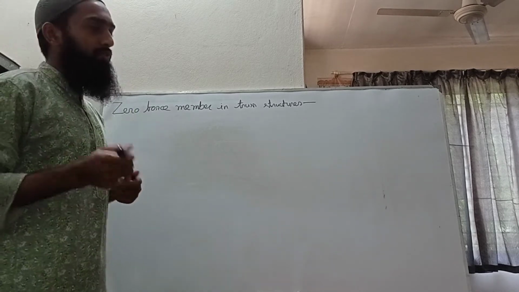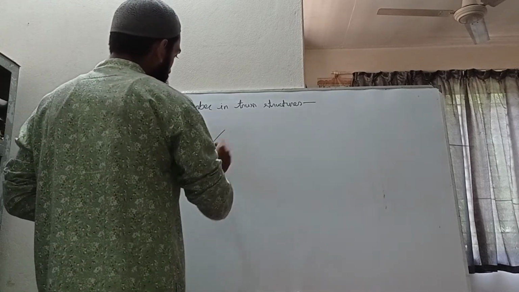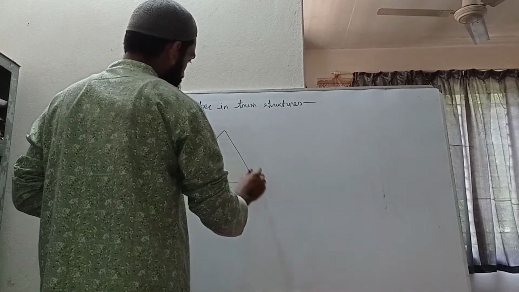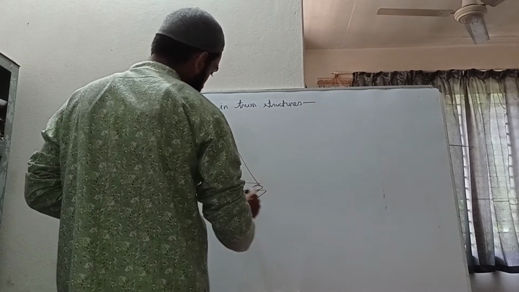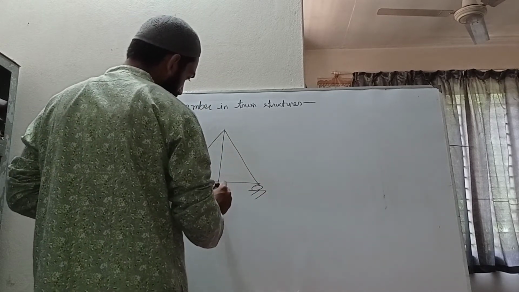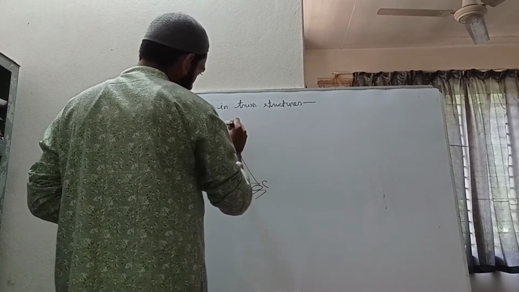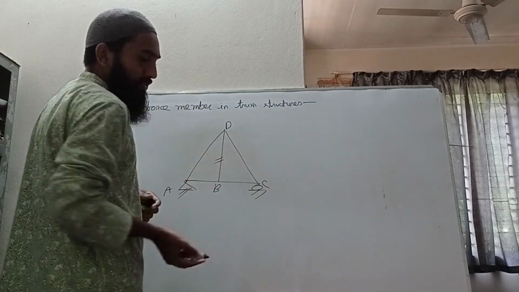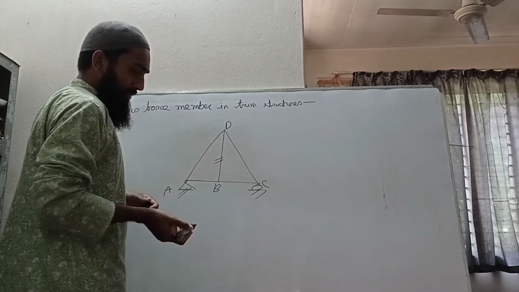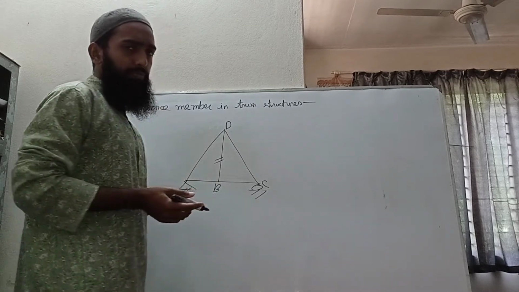So, what is a zero force member? If we draw a truss like that, in this truss, the member BD carries no force. That's why member BD is a zero force member.